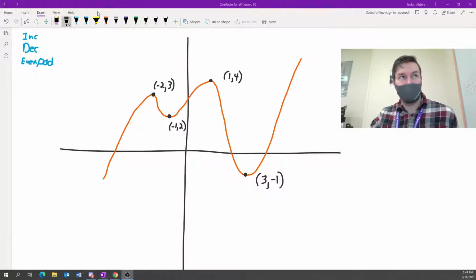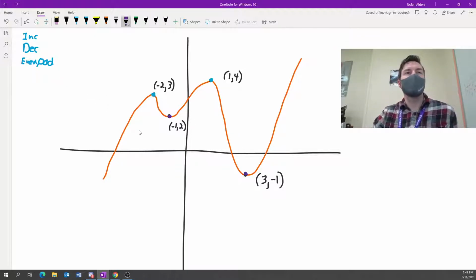For example, we have a maximum point right here and a maximum point right here. And then we also have minimum points. We have a minimum here and a minimum over here.